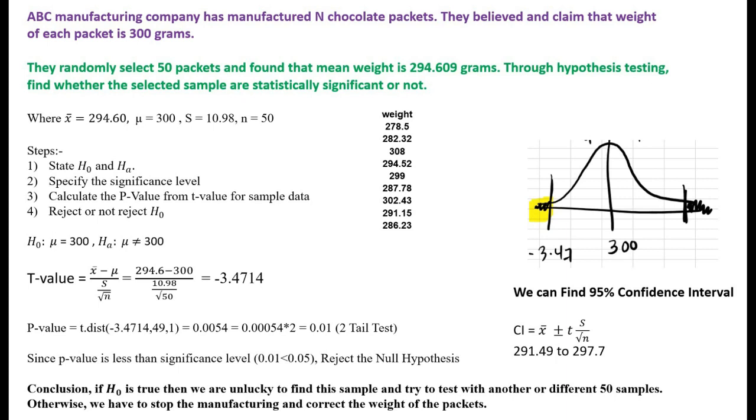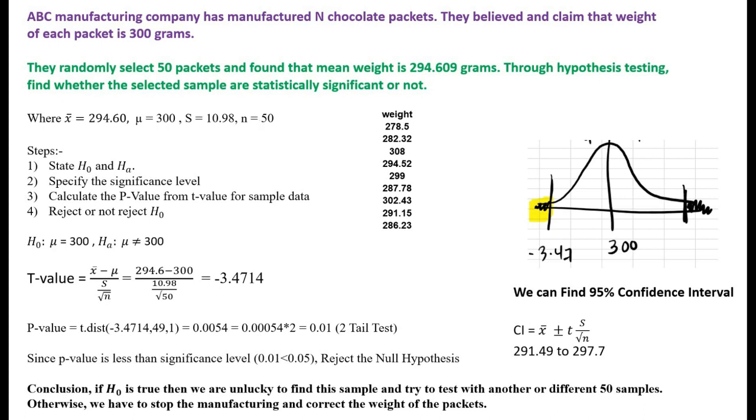There is a lot of information on this slide, so let's go one by one. Let's assume that we have selected 50 packets and these are their weights: 278, 282, 308 and so on. So x bar is equal to 294.6, the mean of the selected 50 packets. And the hypothesized mean, which we believe and claim, is equal to 300 grams. The standard deviation of the selected 50 packets comes to 10.98, and the number of packets we randomly selected is n equal to 50.